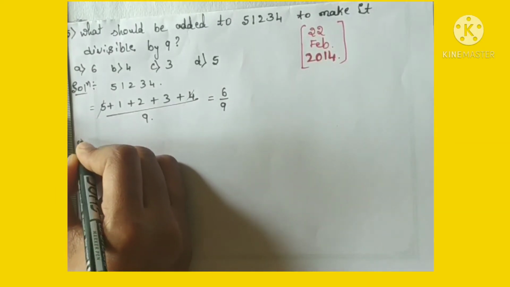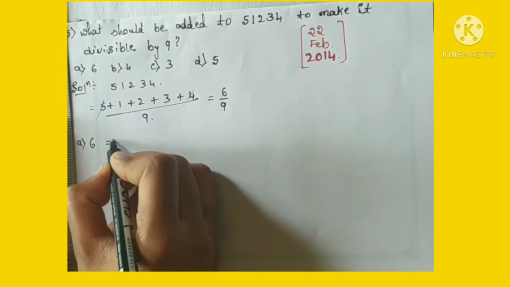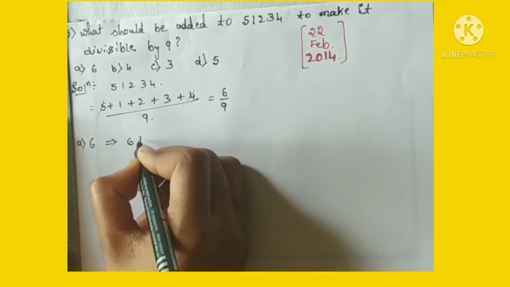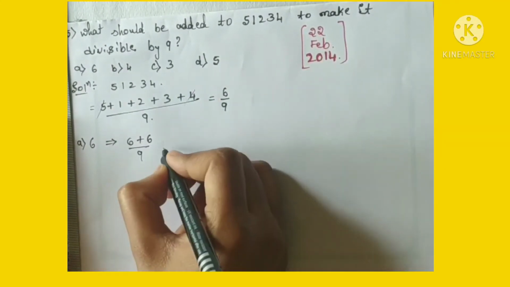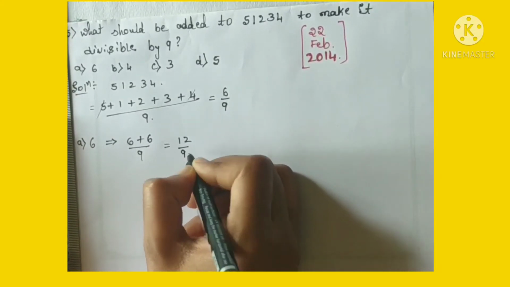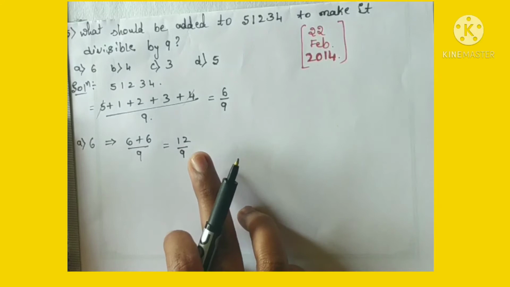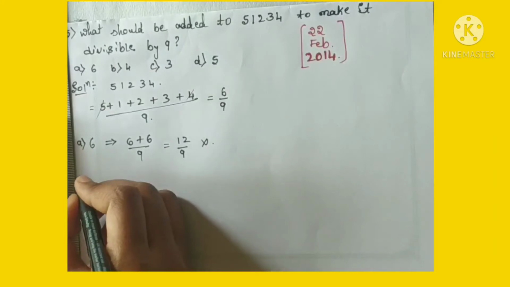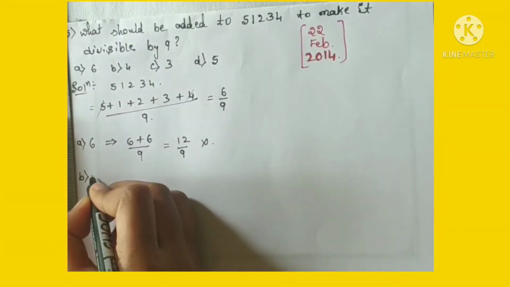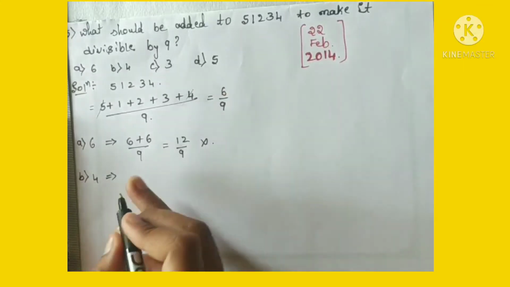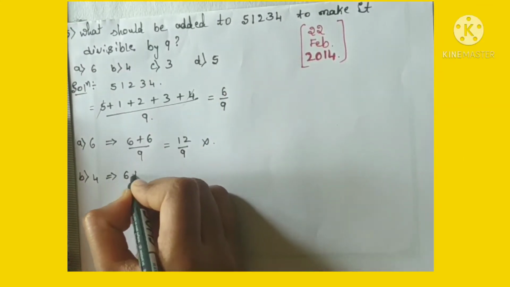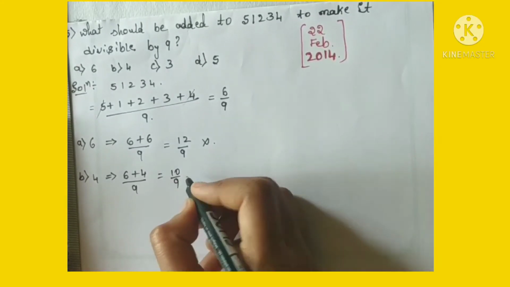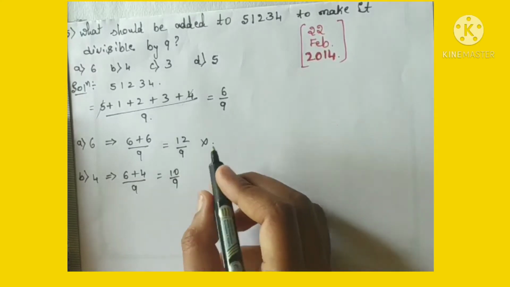I just take option A, that is 6. Now I add this option to this, that is 6 plus 6 divided by 9, which is equal to 12 by 9. This 12 is not divisible by 9, so it is not a correct option. Next I will go through option B, 4. I add 4 to this 6, 6 plus 4 which is equal to 10 by 9. So this is also not divisible, so this is also not a correct option.